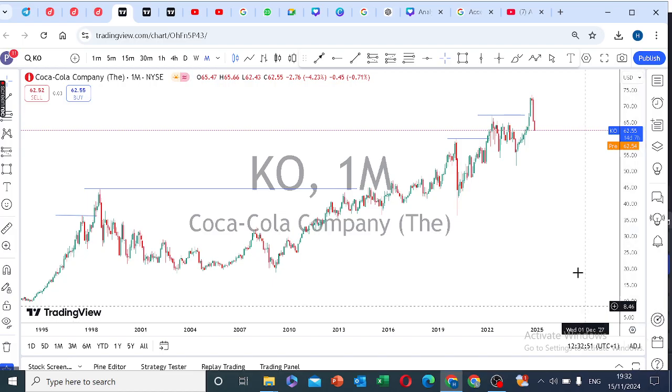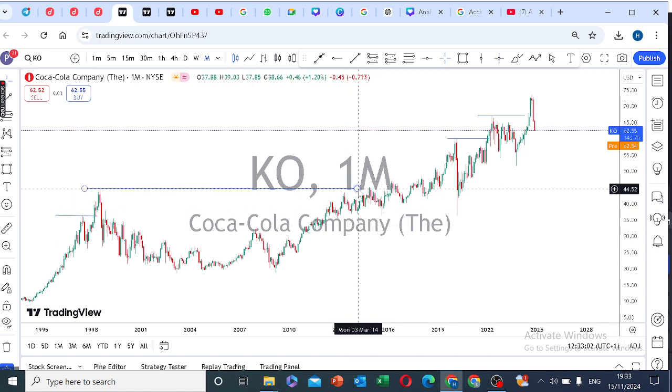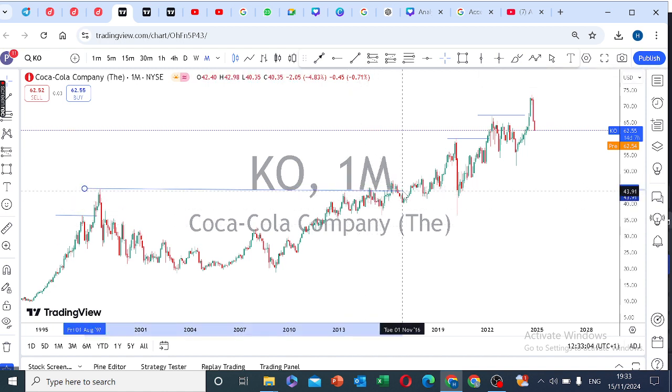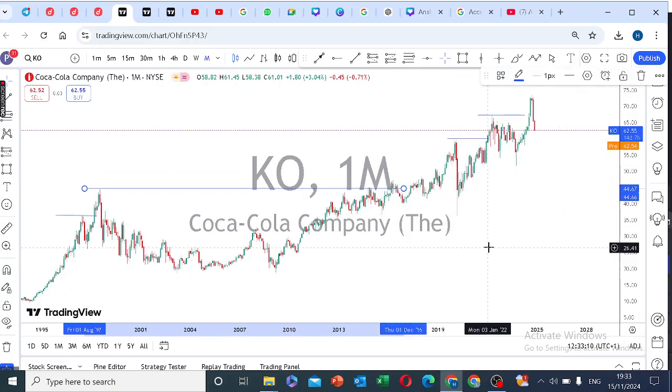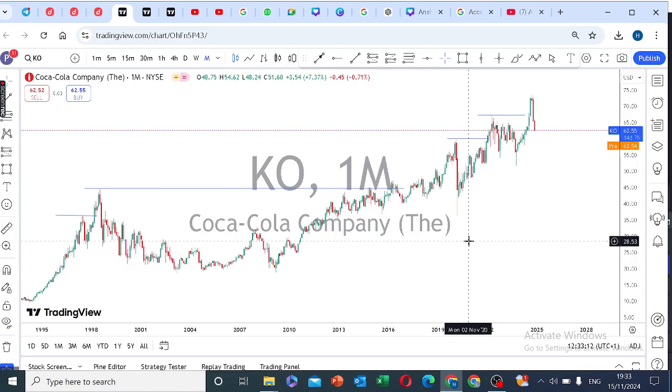Coca-Cola is actually selling at the current price of $62.55 for a unit of Coca-Cola stock. You understand? So if you're purchasing a Coca-Cola share, you'll be spending $62.55 right now to get a unit of Coca-Cola stock.